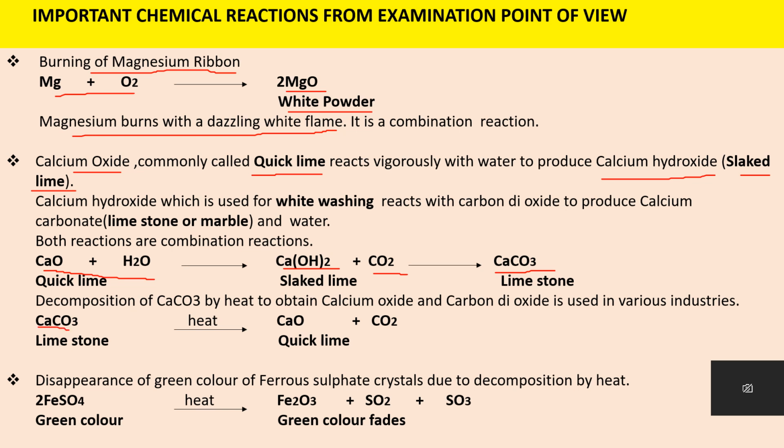This calcium carbonate can decompose because of heat, producing calcium oxide and carbon dioxide again. So this is an example of thermal decomposition. The other reaction which is important is thermal decomposition of ferrous sulfate. In this reaction, the green color of ferrous sulfate disappears, forming iron oxide, sulfur dioxide, and sulfur trioxide.